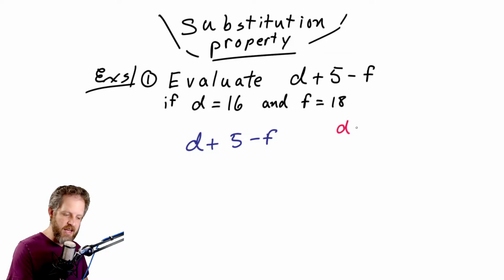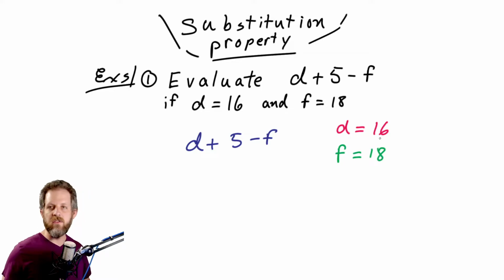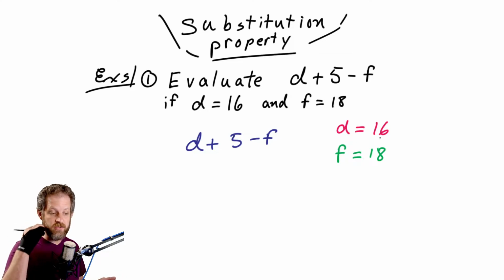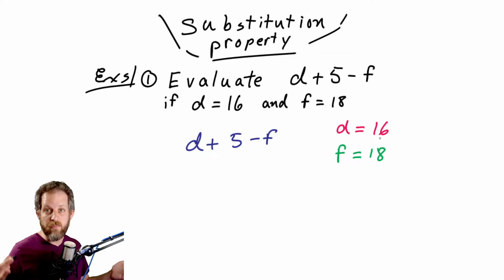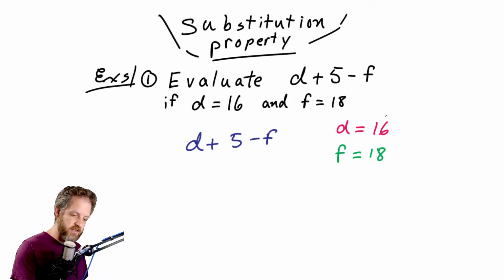So D equals 16. And then over here we'll do it in green. F equals 18. So what are we going to do? How are we going to use those? Well, like the title of the property says, we're going to substitute them.